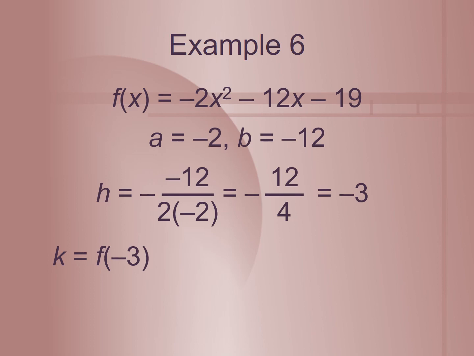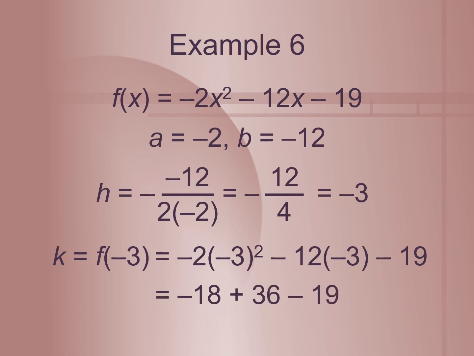So our k is going to be whatever we get when we plug in negative 3 for x, right? So if we plug negative 3 into this function, we would have negative 2 times (negative 3) squared minus 12 times negative 3 minus 19. So when we evaluate that following order of operations, it simplifies to negative 1. So now we know our k value is negative 1.